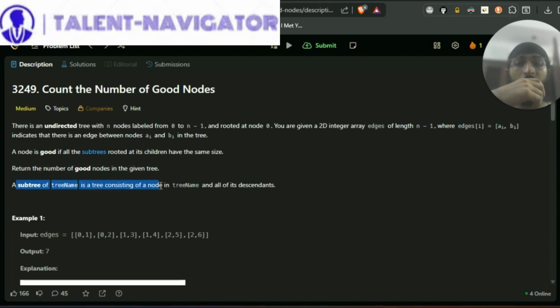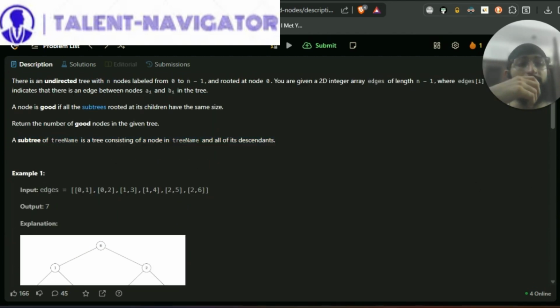A subtree of a tree is a tree consisting of a node in the tree and all of its descendants. Okay, so this is basically redundant information. We don't need this. The most important information given to us is this: a node is good if all the subtrees rooted at its children have the same size.